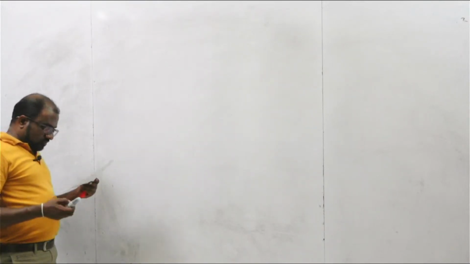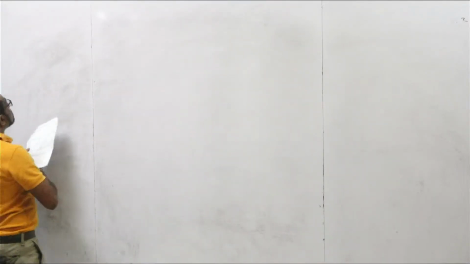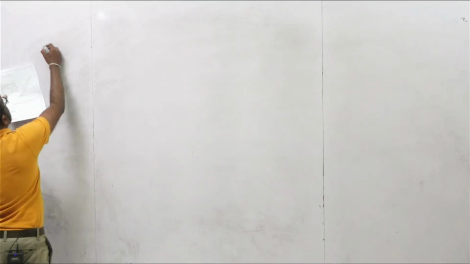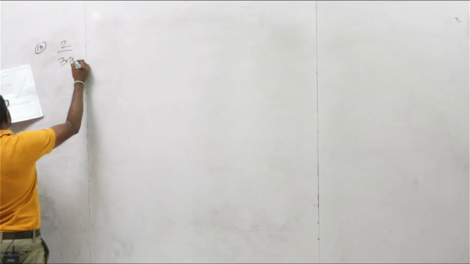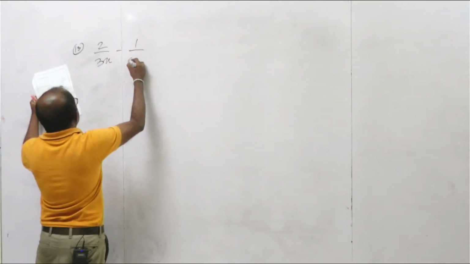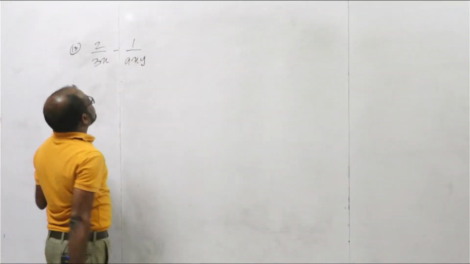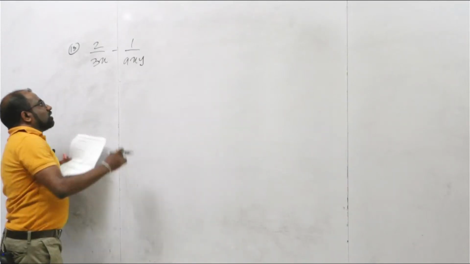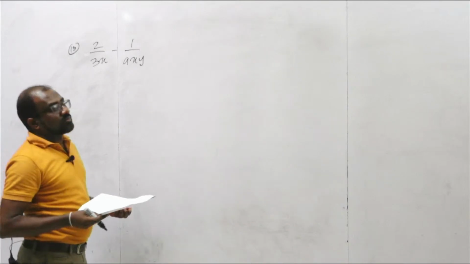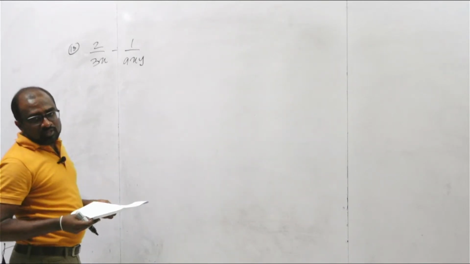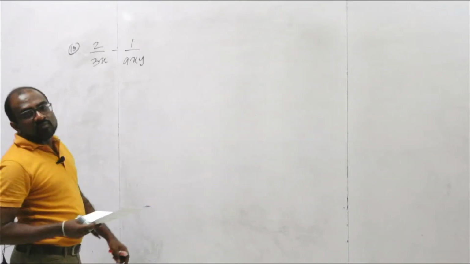Right, children, simplify 2/3x minus 1/9xy. No matter whether they are algebraic fractions or numerical fractions, they are simplified in the same way.